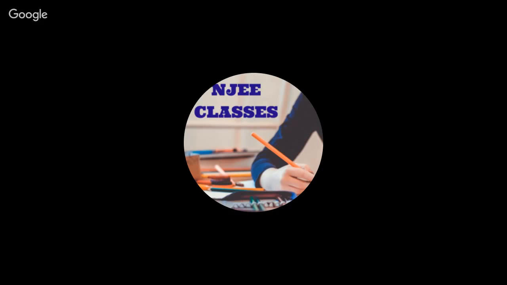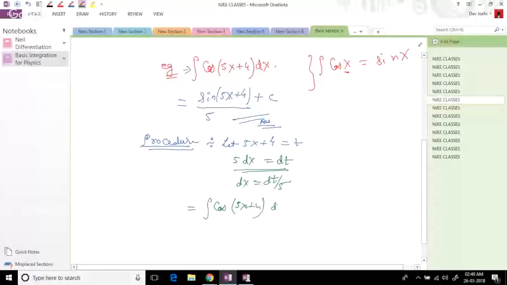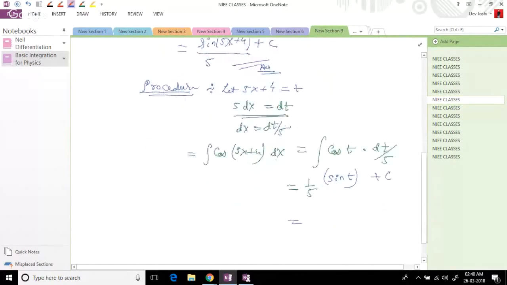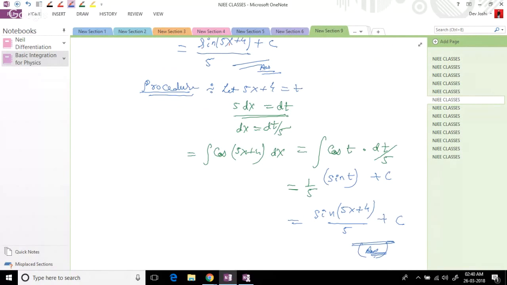Put its value in the first equation. So what are we getting? The integral of cos(5x + 4) dx is equal to the integral of cos t multiplied by dx, and dx is dt by 5. Correct. So 1 by 5 is taken out because it is a constant. So the integral of cos t dt is simply sin t. Now substitute the value of t again. What is t? 5x + 4. So it is sin(5x + 4) divided by 5, plus c. So again you are getting the same answer, correct? So basically what we have done directly is also integration by substitution. But you can get the answer quickly, so you should remember that.